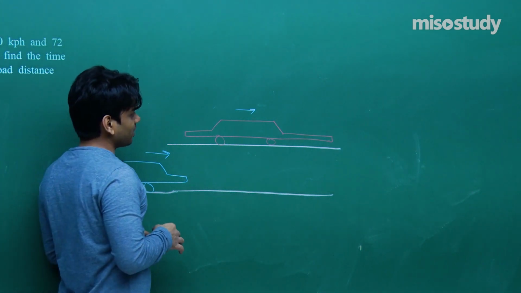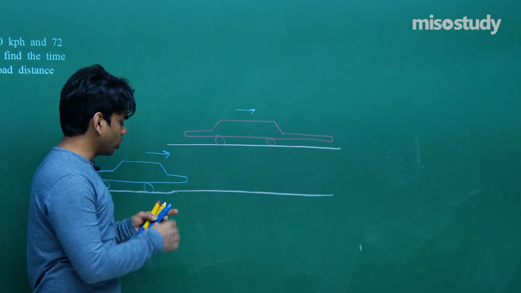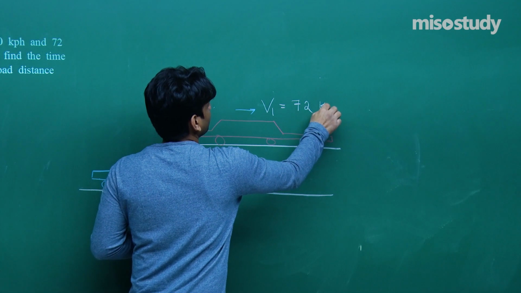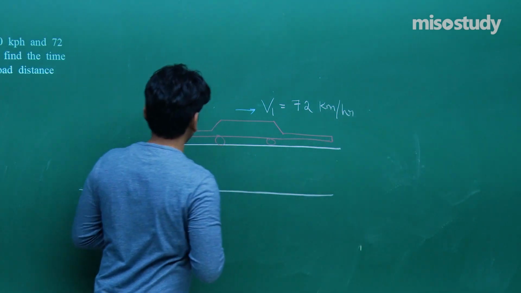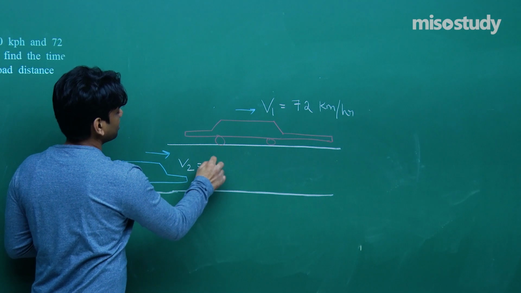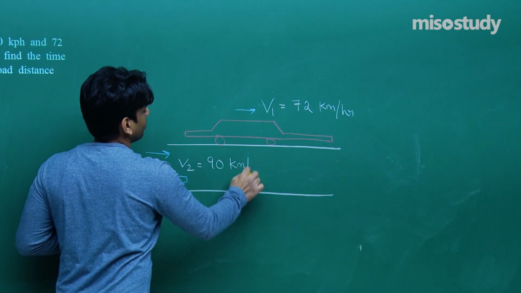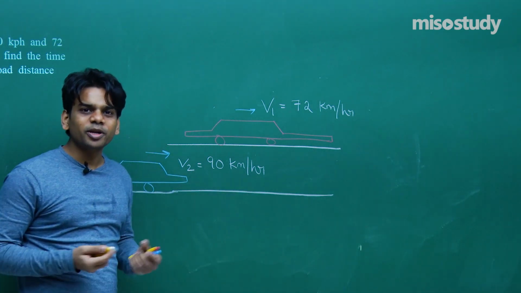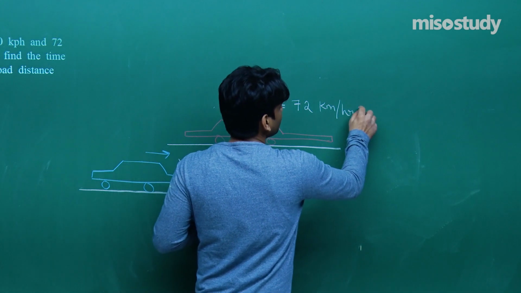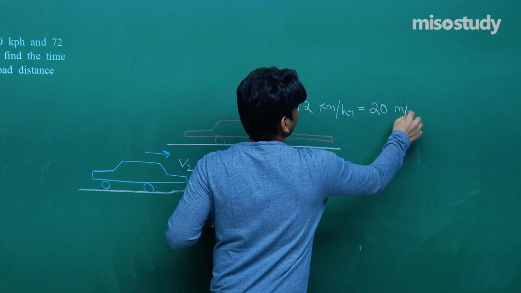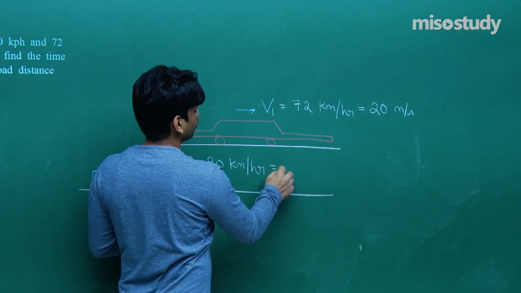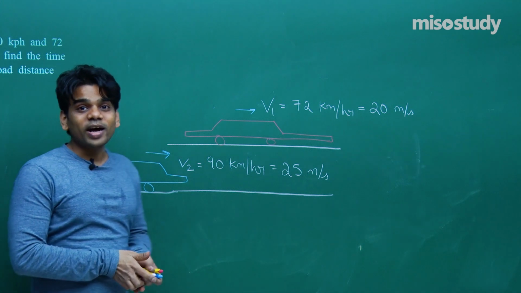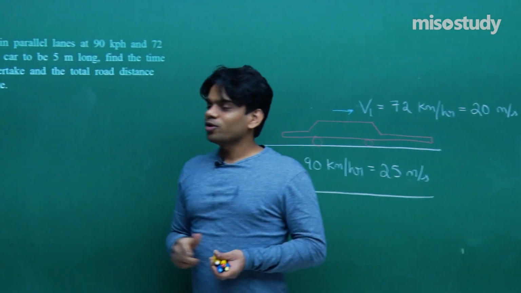So each speed is given. Its speed is 72 km per hour, and it's 90 km per hour. So speed of first is 72 km per hour, and for the second one the speed is 90 km per hour. Now one thing, can we change the speed in meter per second? Just now we did that. 72 can be written as 20 meter per second, and this 90 km per hour can be written as 25 meter per second. Now see here, we have to find the time taken during the overtake.